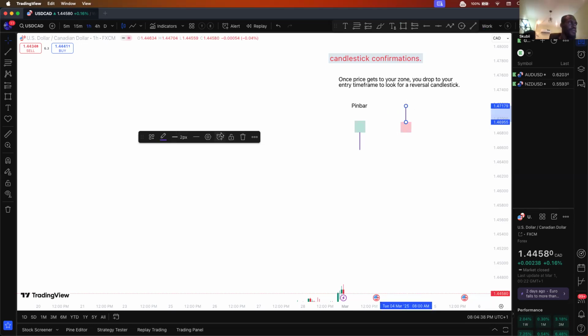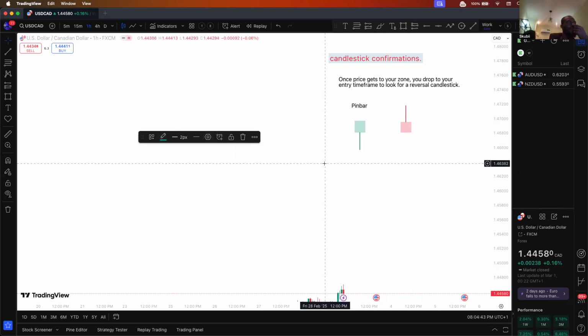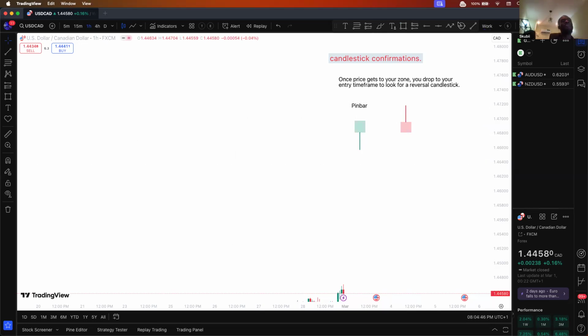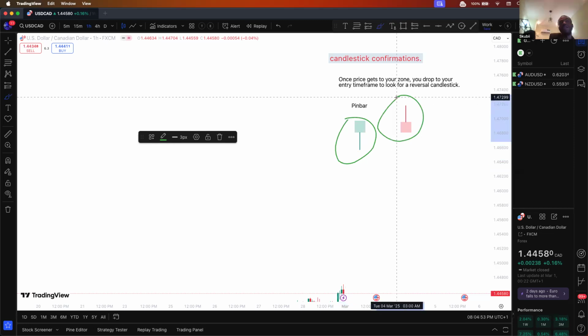This one has to be a red. And then this one has to be like a green candlestick. That's a bullish candlestick. So now, this bullish pin bar is basically the one we look out for when we're looking for a buy. And then this one is more or less what we look out for when we're looking out for a sell.